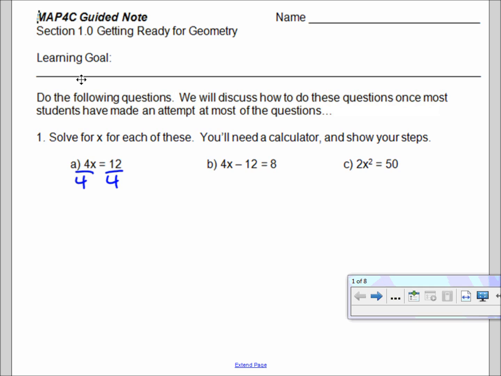If I do it to one side, I have to do it to the other side. 4 divided by 4 becomes 1, and I don't need to show a 1, so I just leave it as an x. And then 12 divided by 4 gives me 3. So the answer to my question is x equals 3.